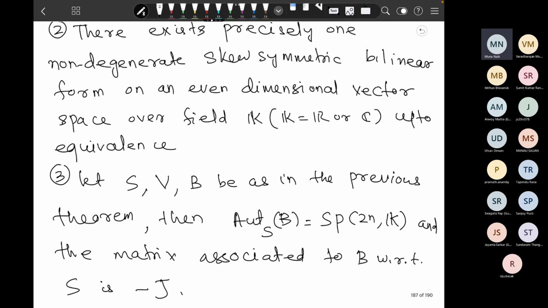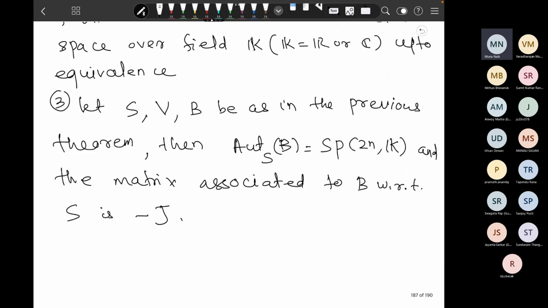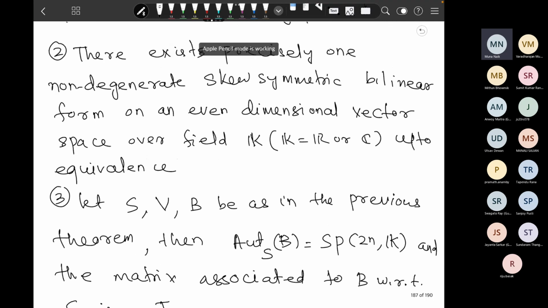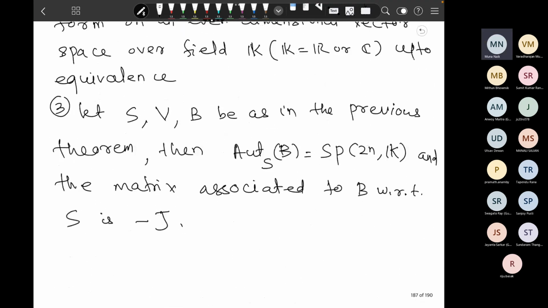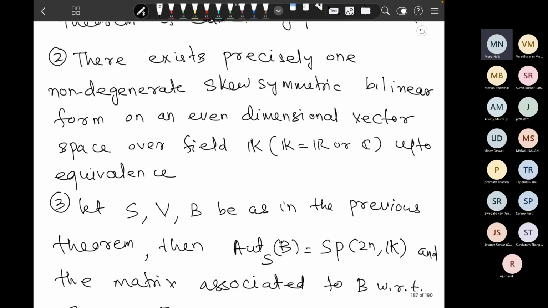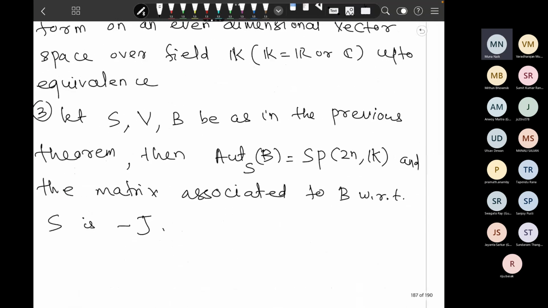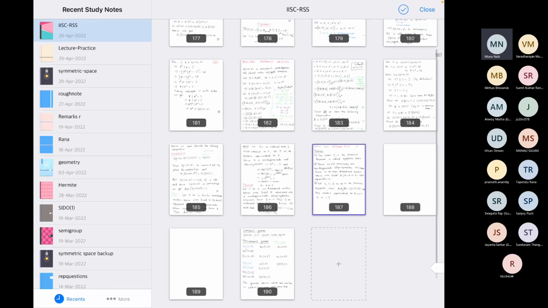So this is a similar remark as to that of the bilinear form, the symmetric bilinear form, and we have actually exhausted most examples of classical Lie groups except one group. So now we will move towards calculating the fundamental group of the so-called symplectic group.